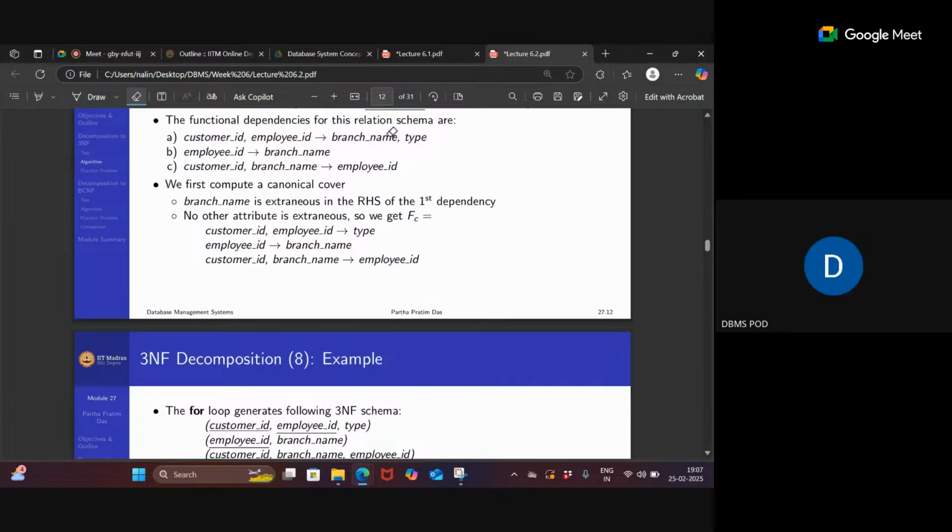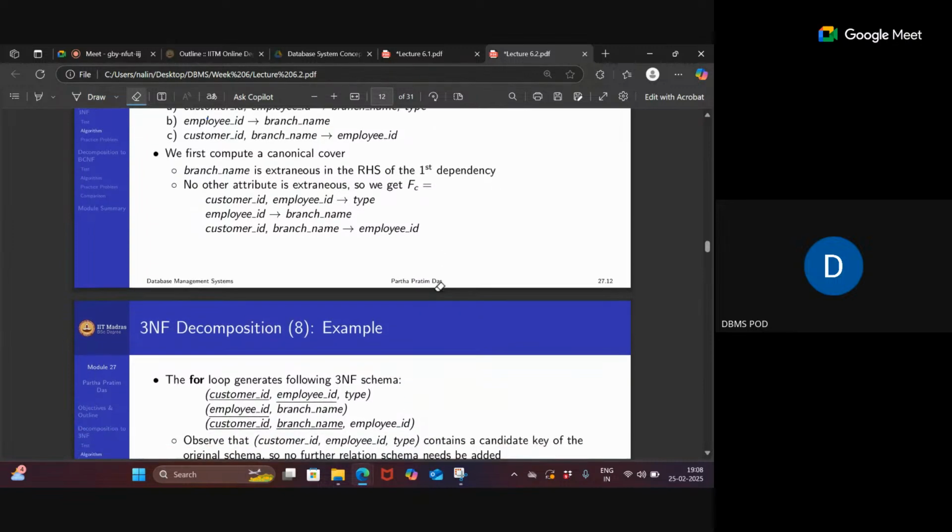After finding the canonical cover, let us see if there are any redundant FDs. If we get the same FD, like customer ID, employee ID determines branch name, then we can remove that FD. So first find the canonical cover, find and remove the extraneous attributes, and then see if any FDs are redundant. If they are redundant, remove them. Here, after finding the extraneous attributes, you can see no FDs are redundant, so all are required.